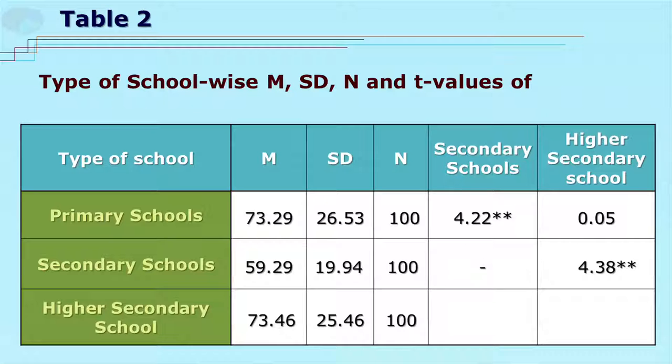those of secondary schools. The t value of self-efficacy of teachers teaching in primary schools and higher secondary schools is 0.05. It indicates that the mean scores of self-efficacy of teachers teaching in primary schools and higher secondary schools do not differ significantly. It may therefore be said that the teachers teaching in primary schools as well as higher secondary schools were found to have self-efficacy to the same extent.